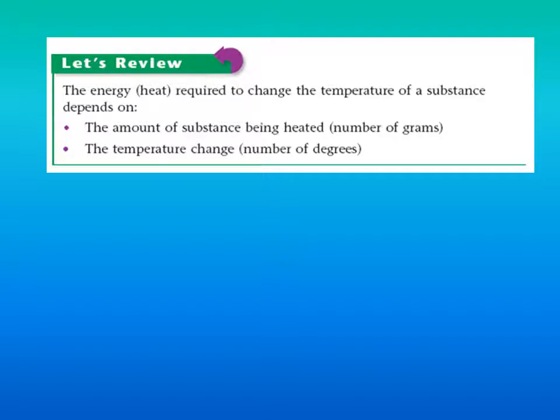So this comes straight out of your book. It says the energy or the heat required to change the temperature of a substance depends on two things: the amount of substance being heated, which is the number of grams, and the temperature change. So you might want to write this in your notes: the energy required to change something depends on two things, the amount and the temperature change.